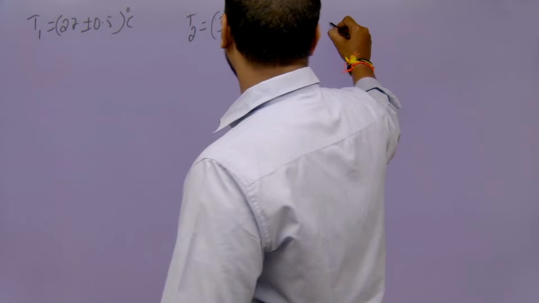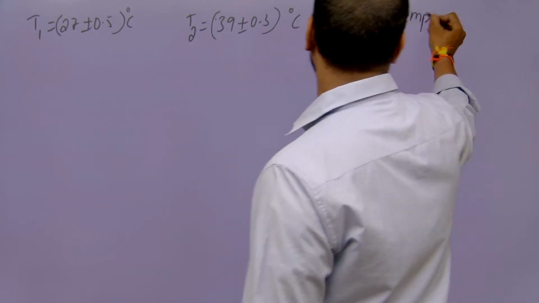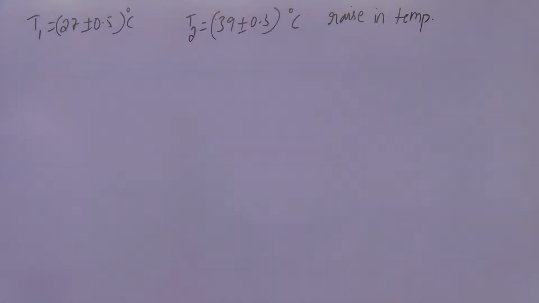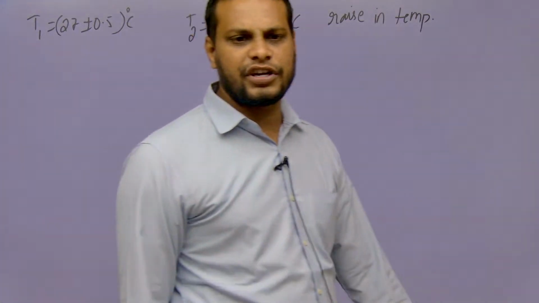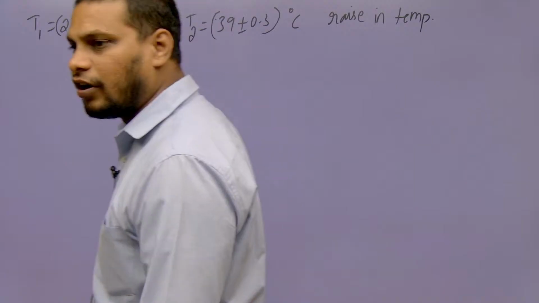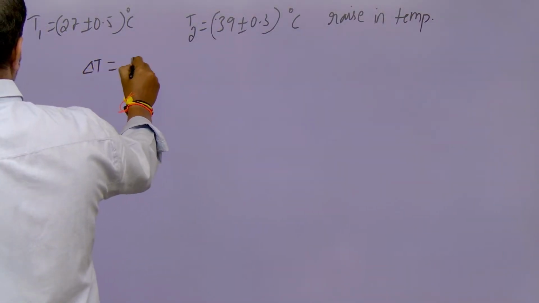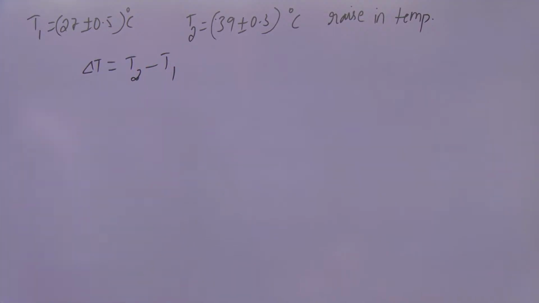Now what is the rise in temperature? This is the question. What is the rise in temperature? Rise in temperature, what can we do? Subtraction. Right? Rise in temperature means how much it has increased. So for that we have to take subtraction or difference. So take delta T is equal to T2 minus T1, which means that it is a subtraction. Then do it.